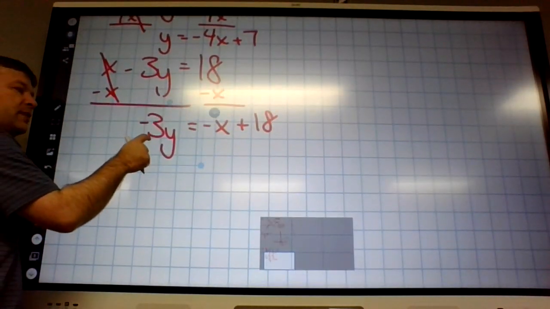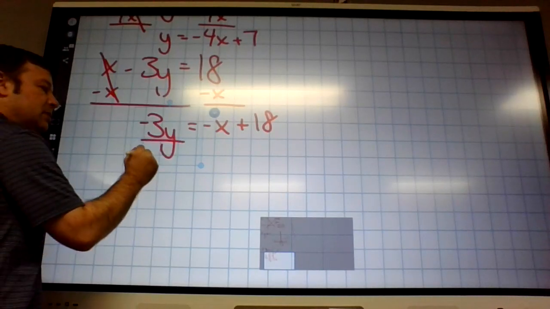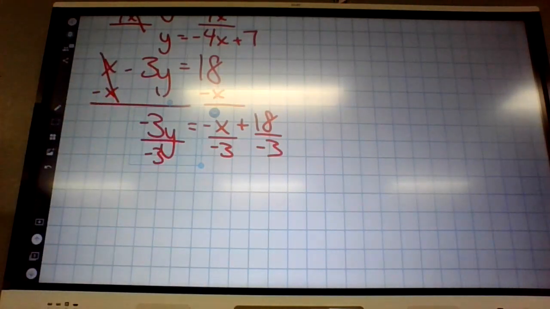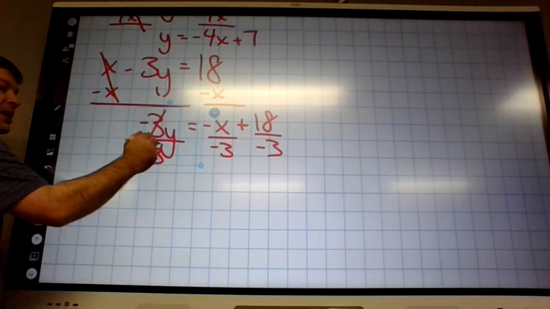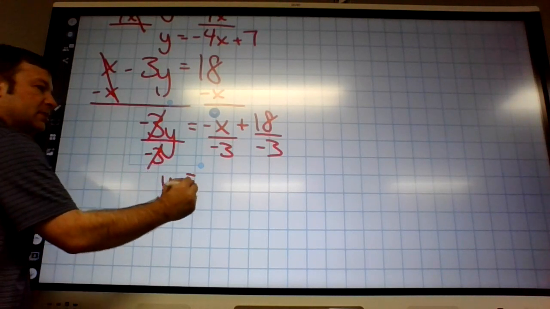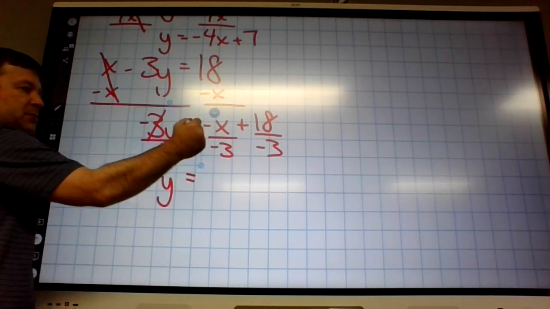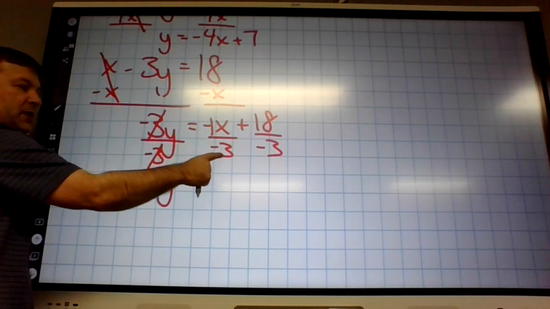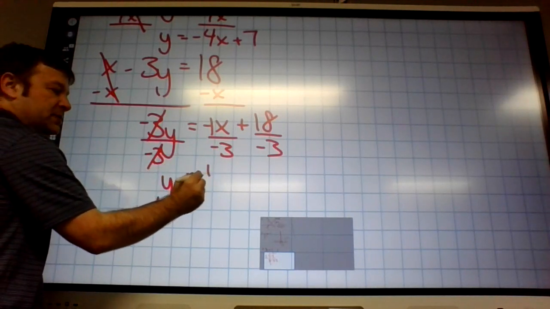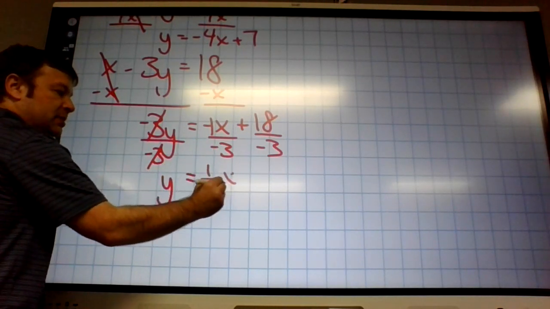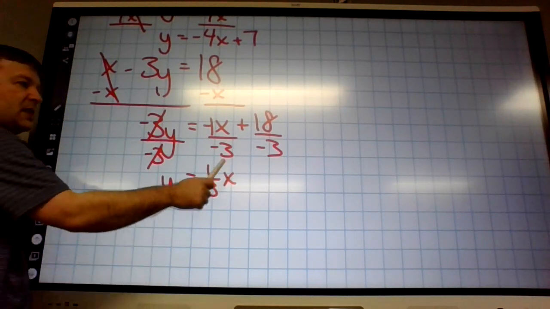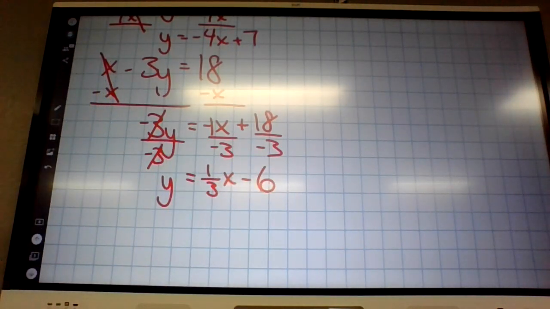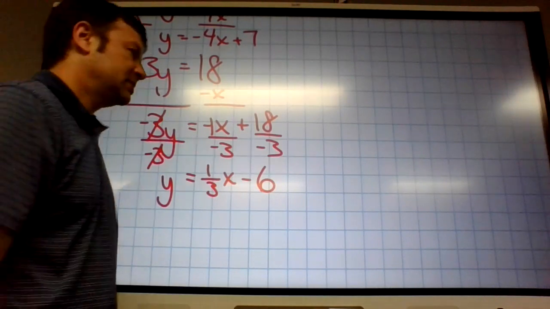Miranda, how do I get rid of this negative 3? Yes. And when we divide, it's kind of like distributive property. Everything gets divided like that. So the negative 3 over here goes away. What's this middle term going to turn into? Invisible 1. Negative 1 divided by negative 3 is positive 1/3 x. 18 divided by negative 3 is negative 6, plus negative 6 is like minus 6.